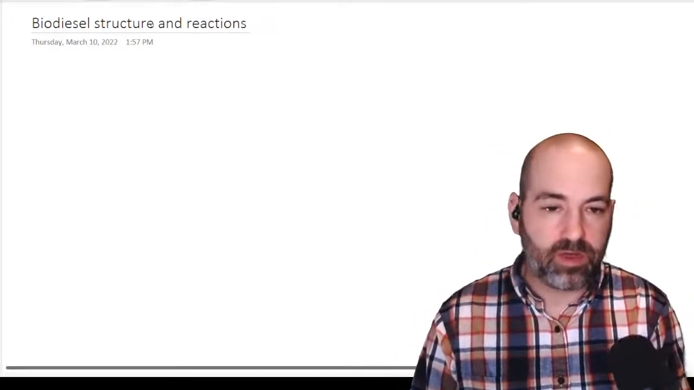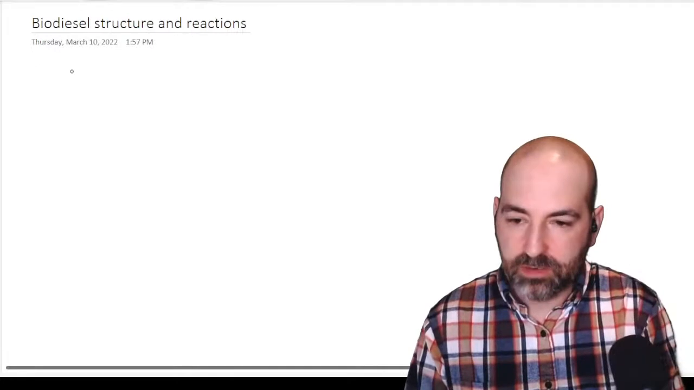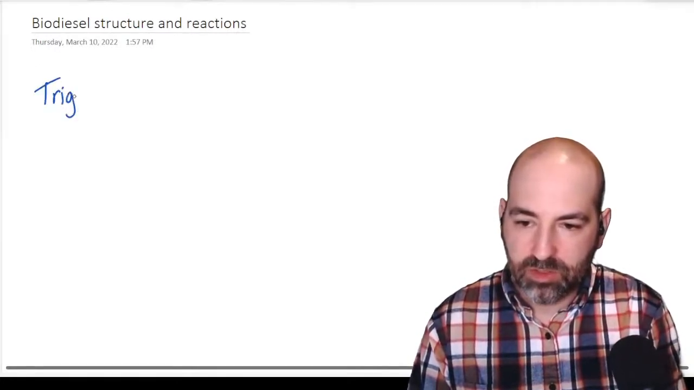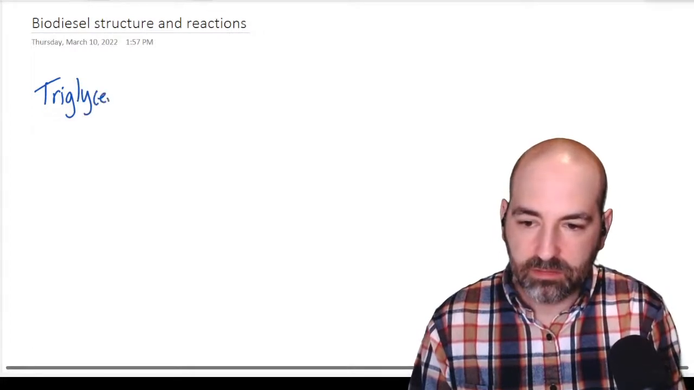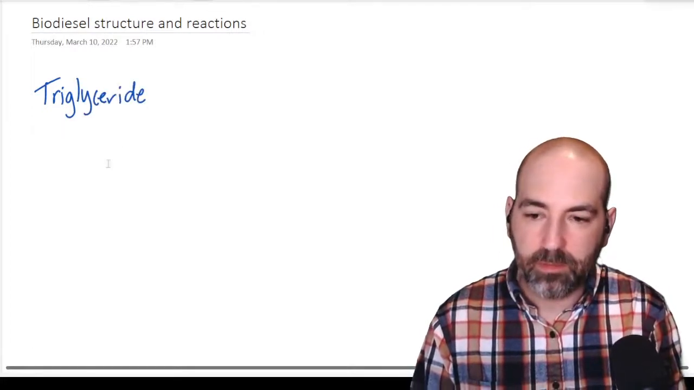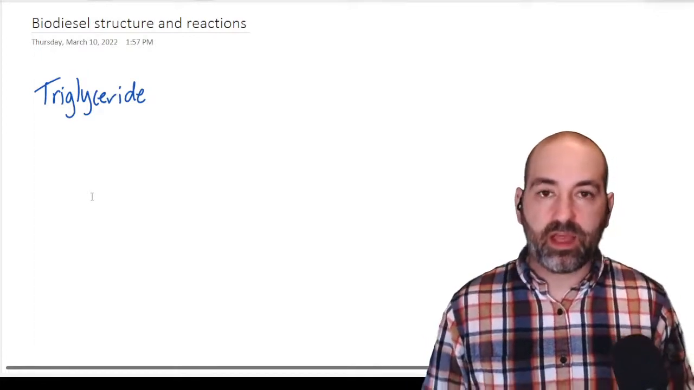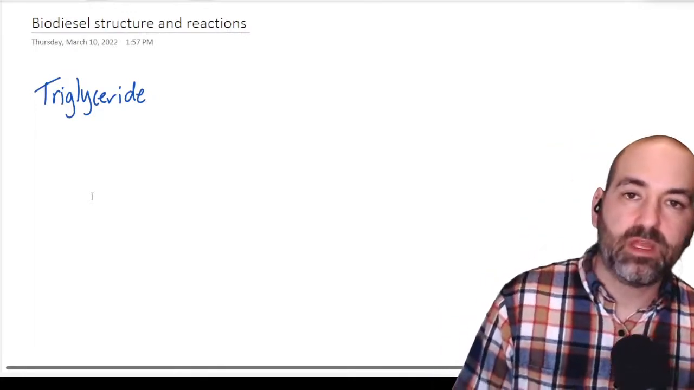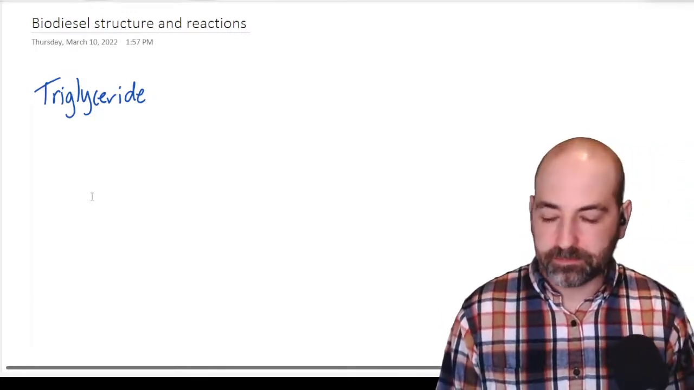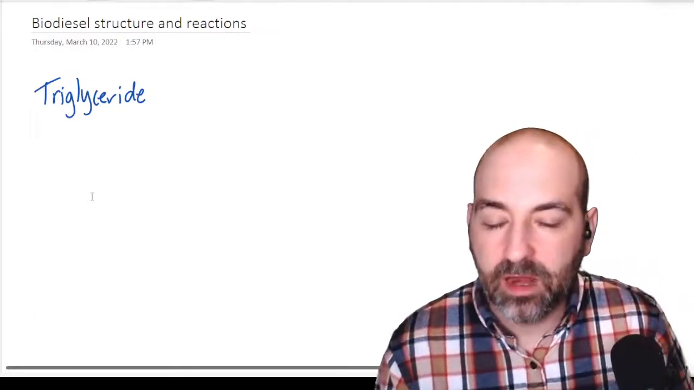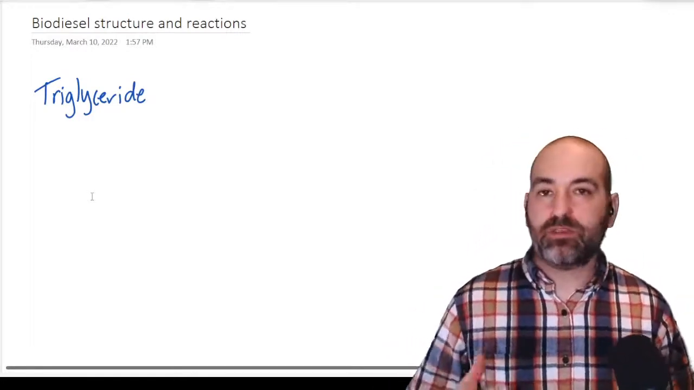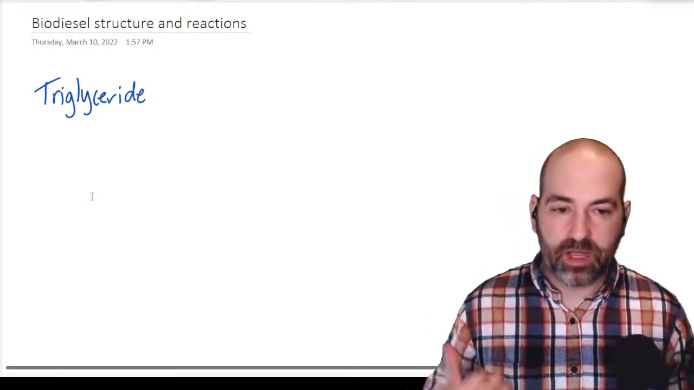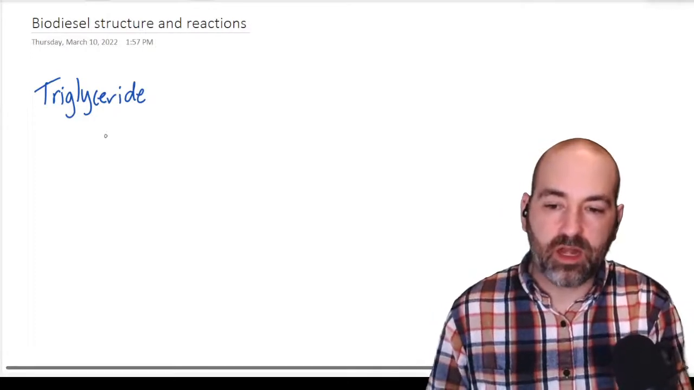The oil that we started with was a fat, also known as a triglyceride. Triglycerides are a type of what we call lipids, which are these largely nonpolar molecules in living things. There are other types of lipids as well. They're not all triglycerides, but when we talk about fats, whether it's cooking fats or fats in food, we're generally talking about specifically triglycerides. And so that's what we used as a starting material.